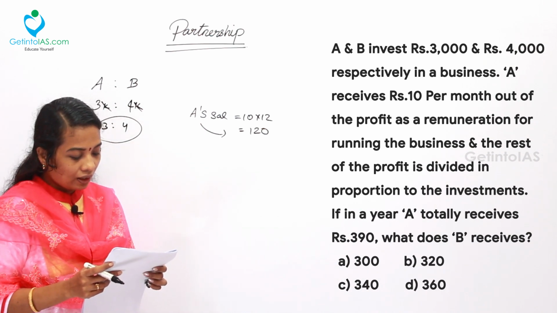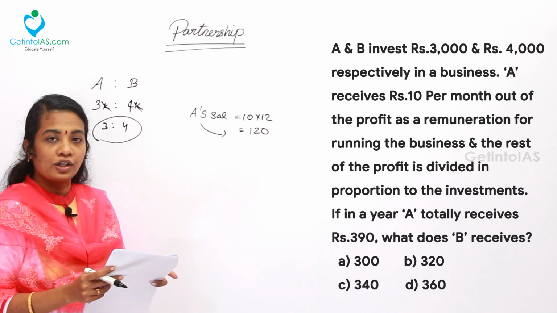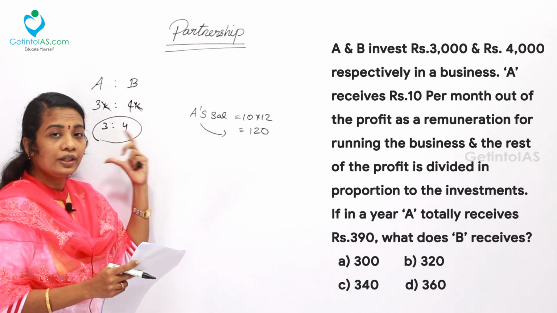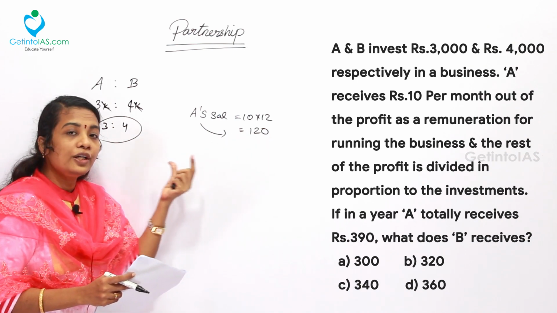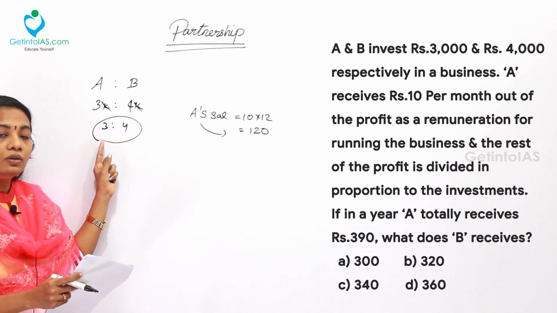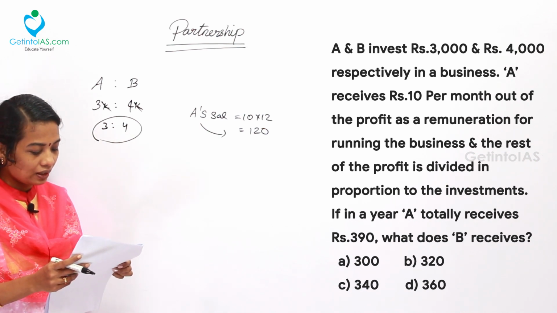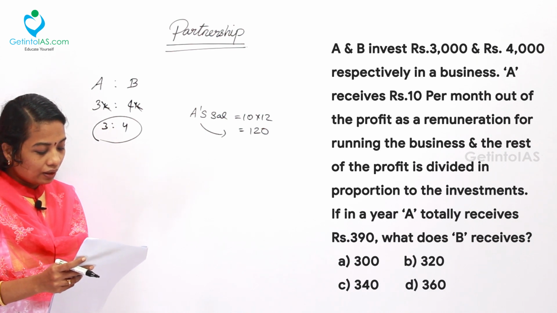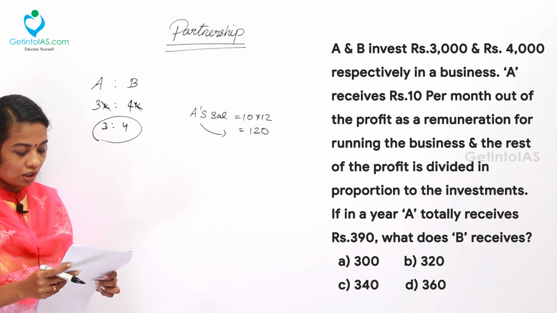Then the next thing: the rest of the profit is divided in proportion to the investment. So after deducting the salary from the gross profit, you will get the net profit. That net profit is to be divided in the 3:4 ratio. So if in a year A totally receives 390, what does B receive?